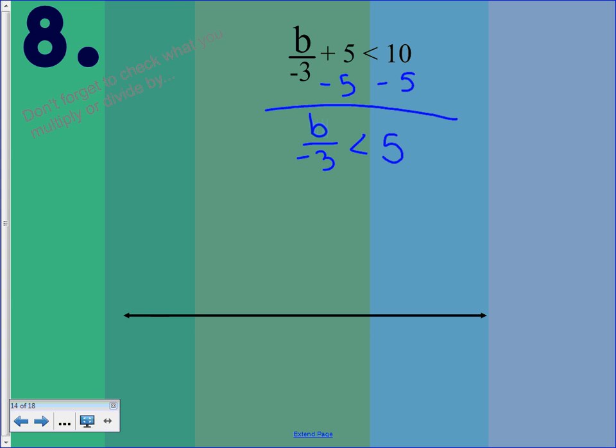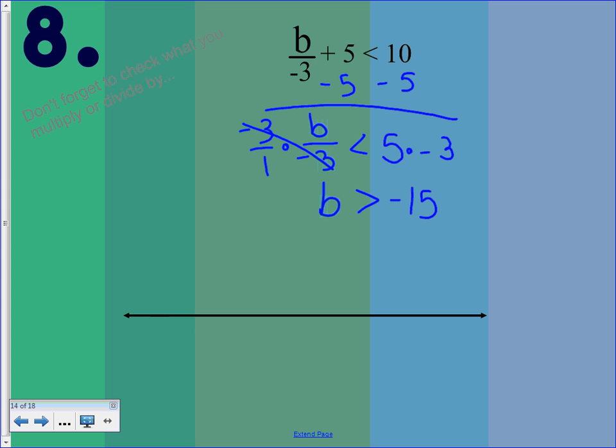In order to solve for b, I have to do the opposite. The opposite of dividing is multiplying. So I'm going to multiply both sides by a negative 3. That's going to cancel those out. Well, I multiply by a negative number, so those alarm bells are going off in my head, telling me to flip my sign. And then my b is now by itself. 5 times negative 3 is negative 15. So now I have my equation solved.